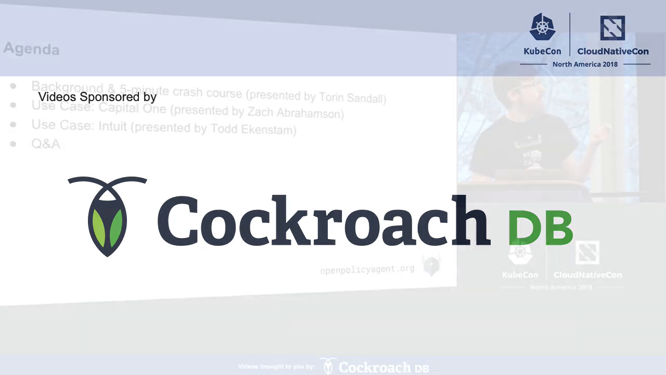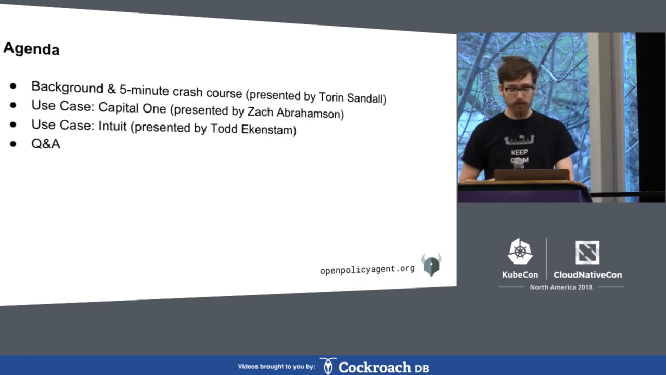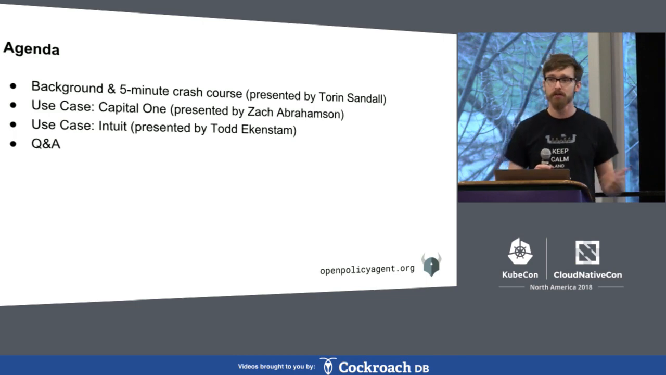What I'm going to do today is give a little bit of a background on the project and then a quick crash course into how OPA works, specifically around admission control in Kubernetes. And then I'm going to hand it over to Zack and Todd from Capital One and Intuit, respectively, who are going to talk about how they're using OPA to do admission control in Kubernetes in production. And then at the end, we'll have time for Q&A, so please save your questions to the end for all of us.